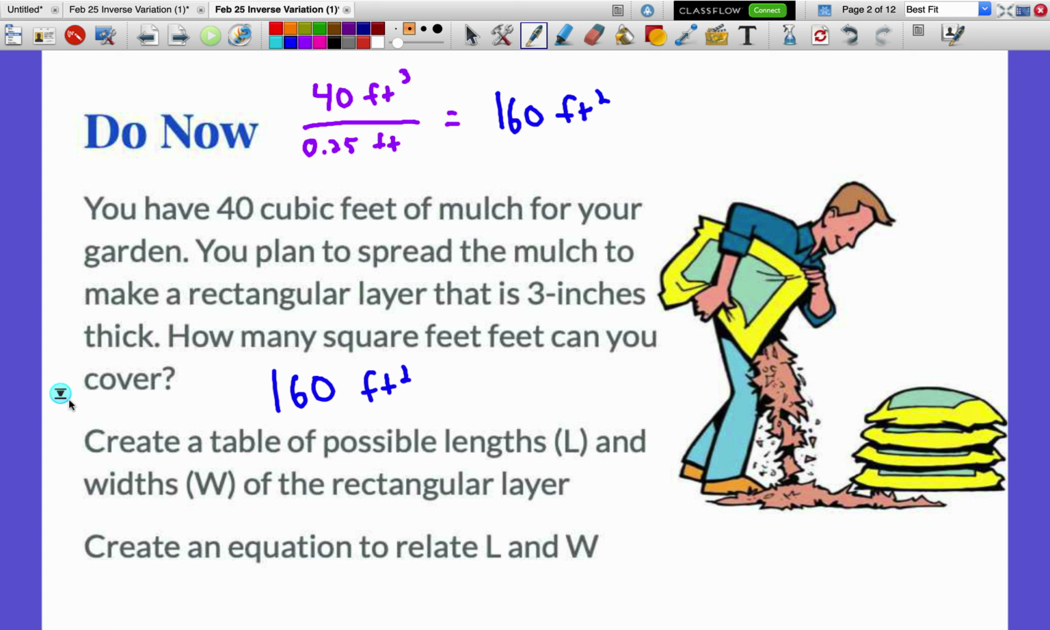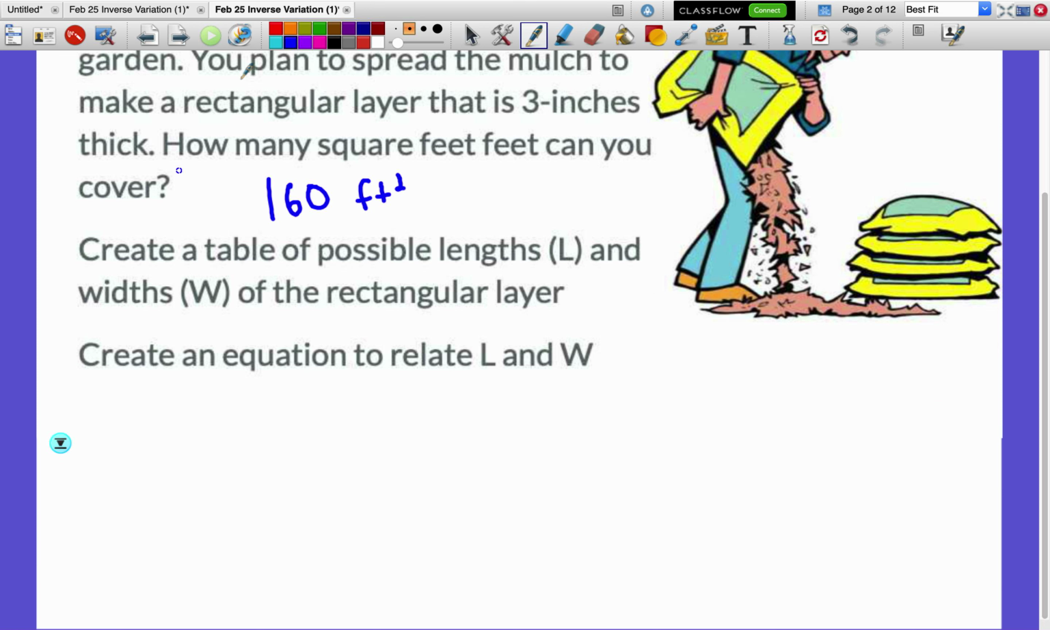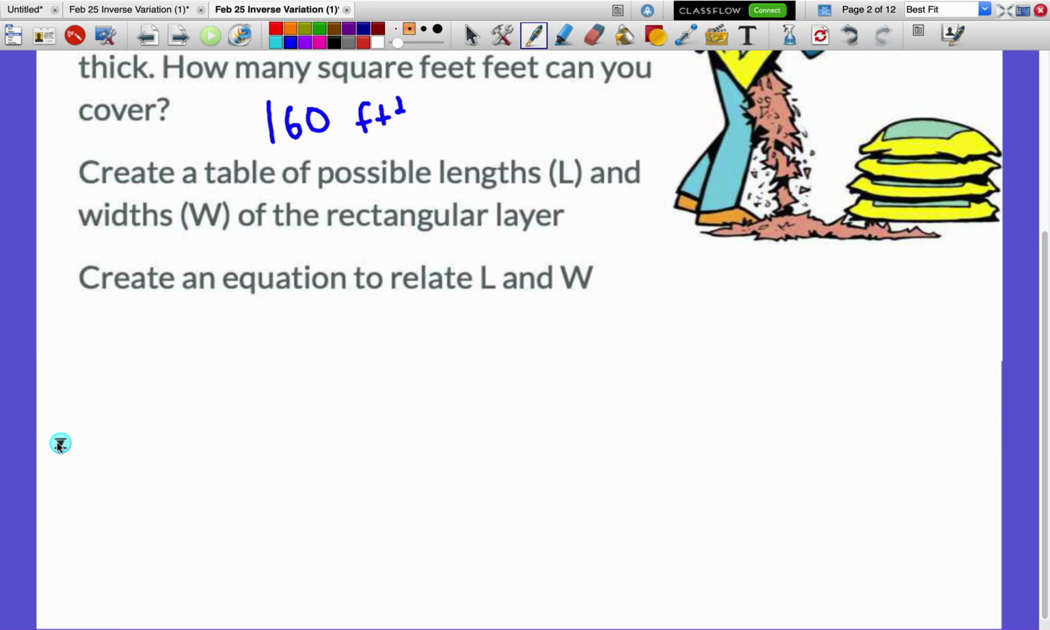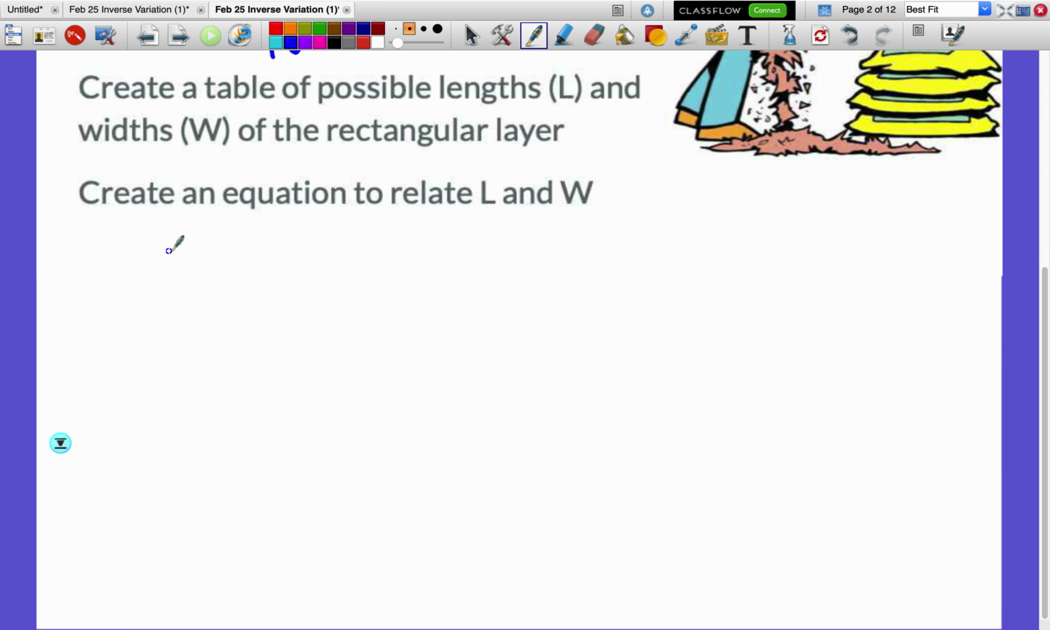Now, we said we wanted to spread this out in a rectangle, but we didn't say how long or how wide we want that rectangle to be. So what are some possible lengths and widths? Let's create a really tall table here, so leave lots of room. I'm going to make it X and Y, but I will note that X will be the width and Y will be the length.